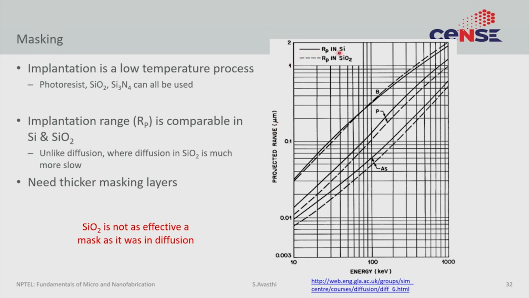So the solid line here is for silicon, the dotted line is for silicon dioxide, and you see for boron the difference is minimal, for phosphorus the difference is a little bit there, for arsenic it's a little bit there, but it's not significant. In diffusion, the diffusion coefficient of dopants in silicon dioxide was significantly lower, orders of magnitude lower, but for implantation, the penetration depth does not change much.